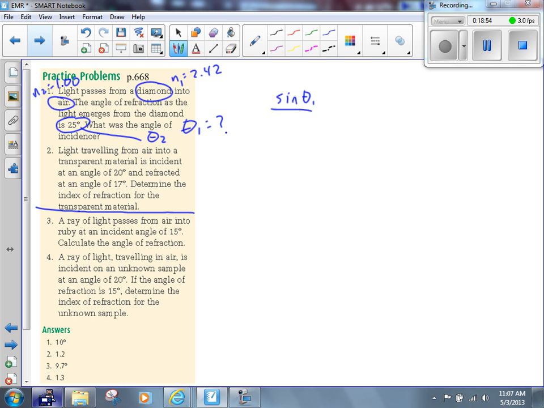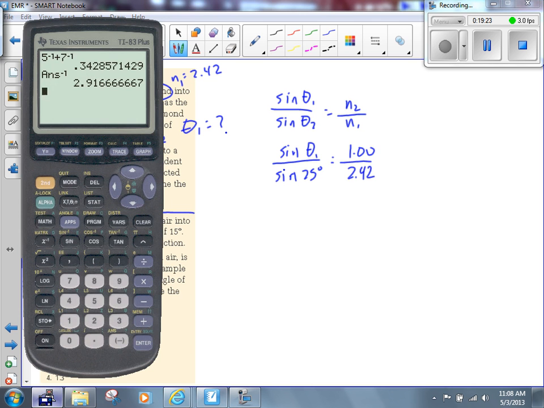So we know we've got 4 parts to this equation, and we know we're only going to use 2 parts ever. In this case, since we're looking for theta and we have n, let's use sine theta 1 over sine theta 2 equals n2 over n1. Theta 1 is what we're looking for. It's over sine 25 degrees equals n2, which is 1.00 over 2.42. Let's do this one on our calculators. Let's say 1 divided by 2.42. That equals 0.413. Let's multiply that by sine 25. Make sure you're in degree mode on your calculators.